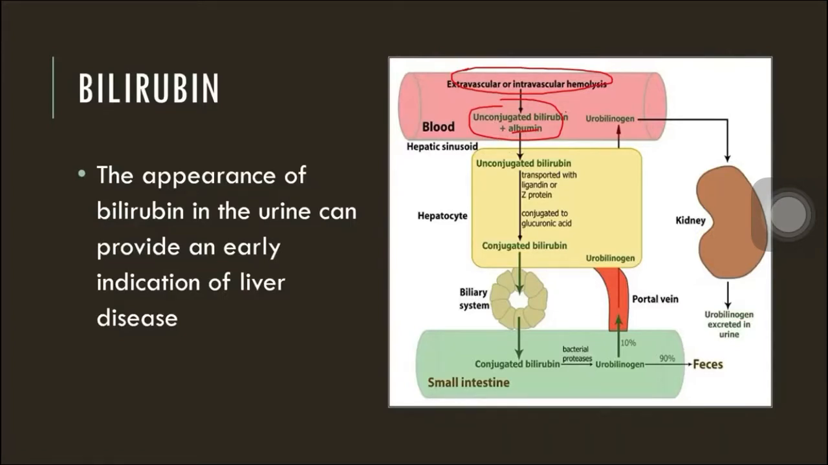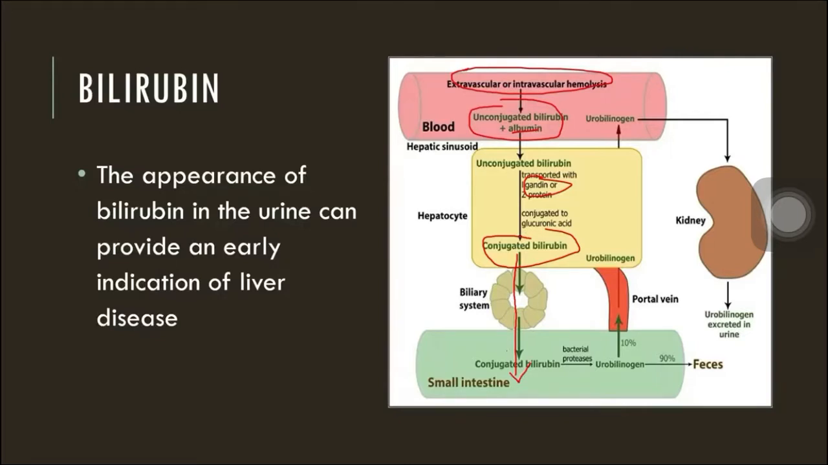And then, what attaches to unconjugated bilirubin so it can enter the hepatocyte itself is the ligandin or Z protein. Ligandin or Z protein. So from there, the unconjugated bilirubin will be acted upon by an enzyme called uridyl diphosphate glucuronyl transferase, in order to conjugate the unconjugated bilirubin. So after that, it becomes conjugated. So the conjugated bilirubin will enter the biliary system to reach the small intestine.